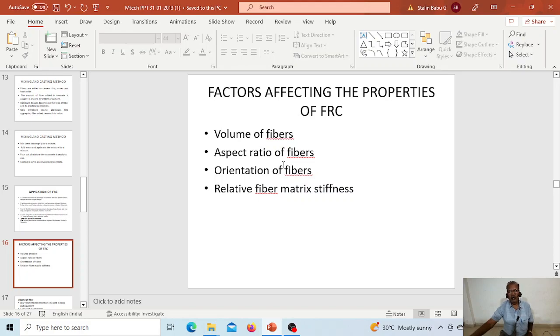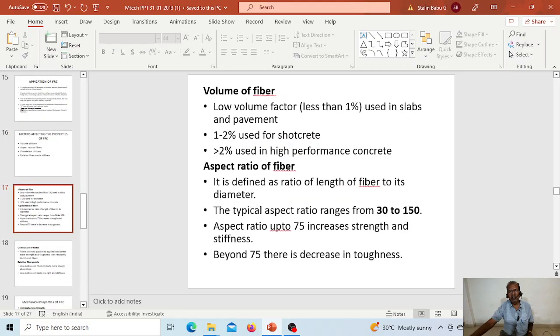There are four factors: volume of fibers, aspect ratio of fibers, orientation of fibers, and relative fiber matrix stiffness. First one is volume of fiber. Low volume fraction, less than 1%, is used in slabs and pavements. Medium, 1% to 2%, is used in shotcrete.